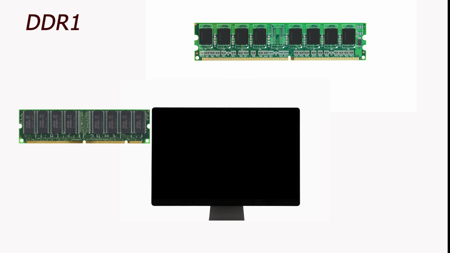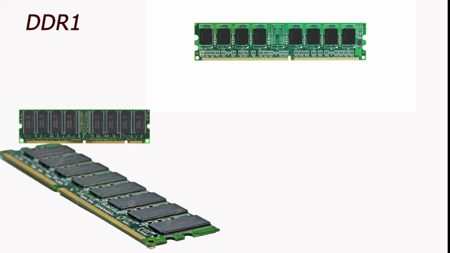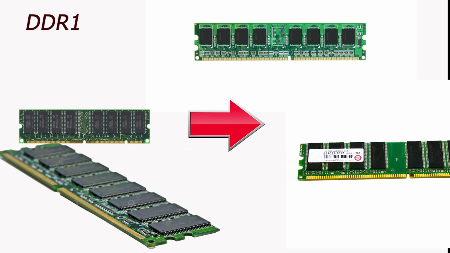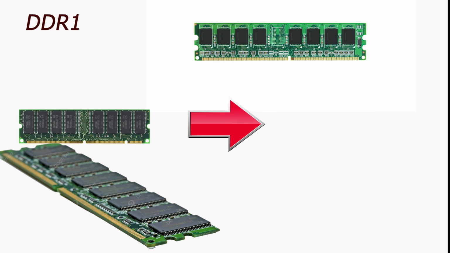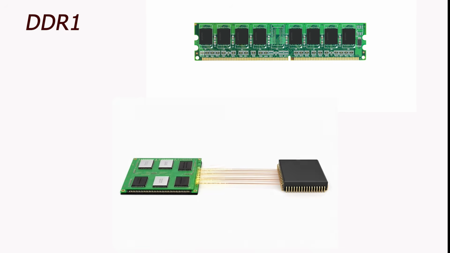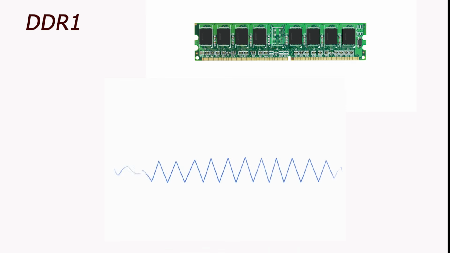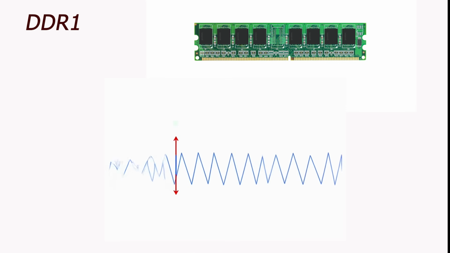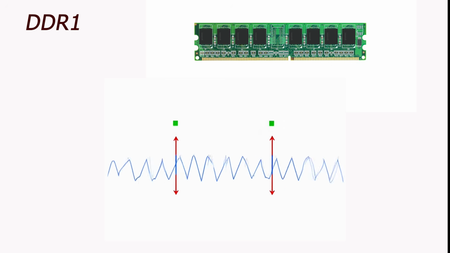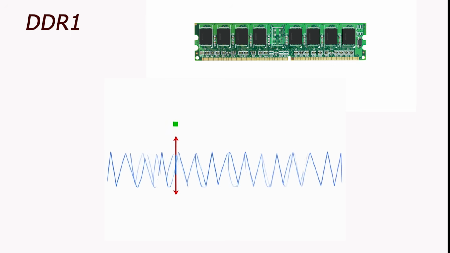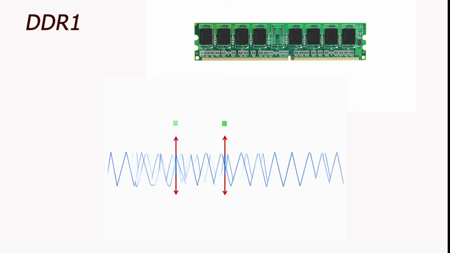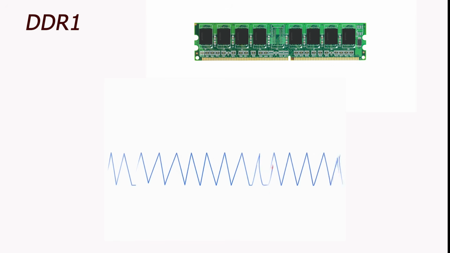By the way, before DDR1 came out, computers mainly used SDRAM, which transferred data only once per clock cycle. So this created a performance bottleneck for computers, because CPUs were becoming faster but the memory could not keep up. DDR1 solved this problem by introducing a new transfer method that allowed data to be sent twice during each clock cycle, once on the rising edge of the clock signal and once on the falling edge. This is why it is called double data rate.